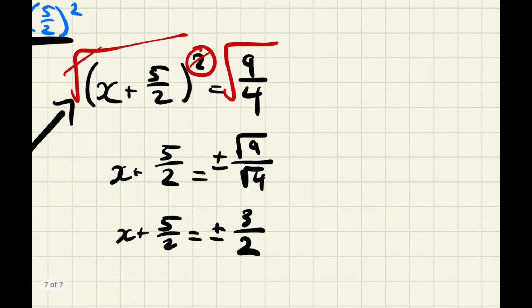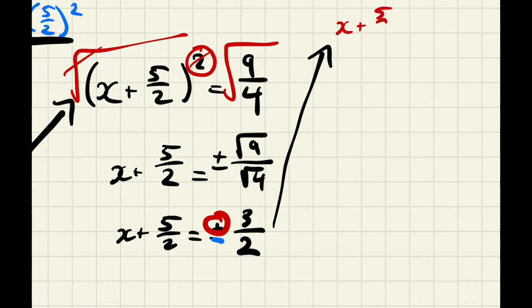Now in terms of where we go from here, let's go back up here again. We take one case with the positive and the other case with the negative. So let's take the case with the positive. If we had x plus 5 on 2 is equal to 3 on 2, so just positive 3 on 2, what we'd simply do here is move the 5 on 2 across to the other side by subtracting.